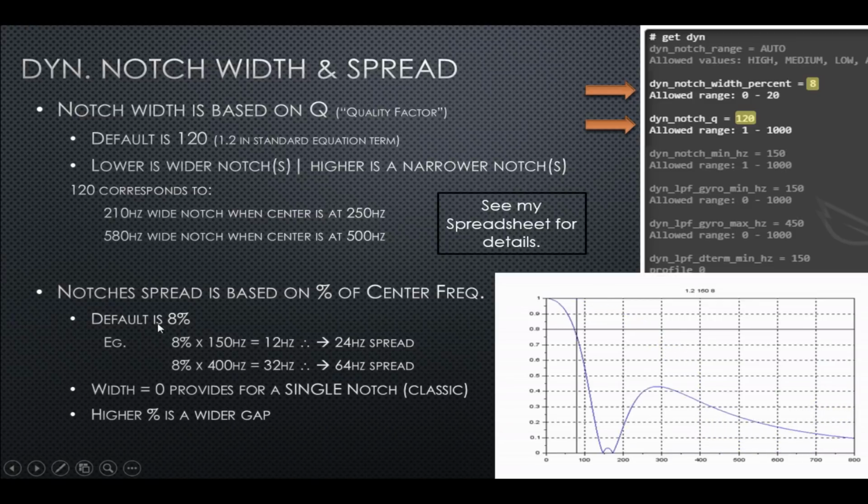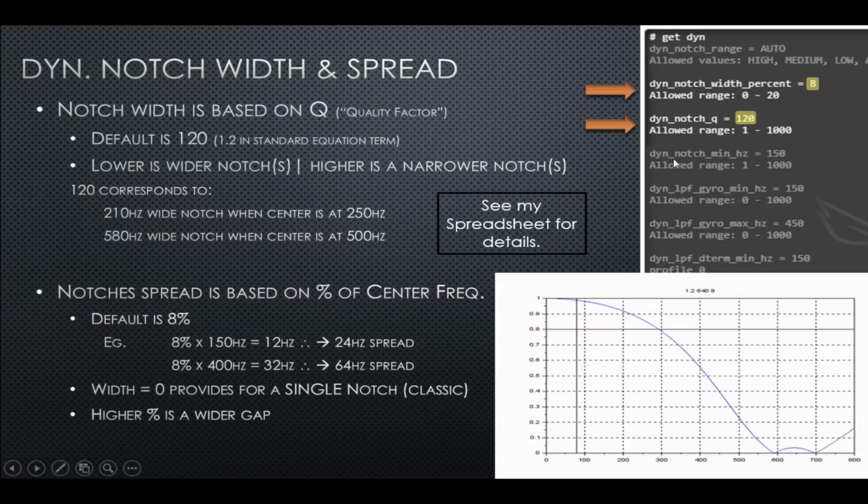Same thing down here. You can see, just for example, an 8% means at 150 when the center is at 150, so it's 8% of 150, 12 hertz, and that's 24 because it's offset on either side of the FFT center. 0 provides for a single notch. Higher percentage is a wider gap.